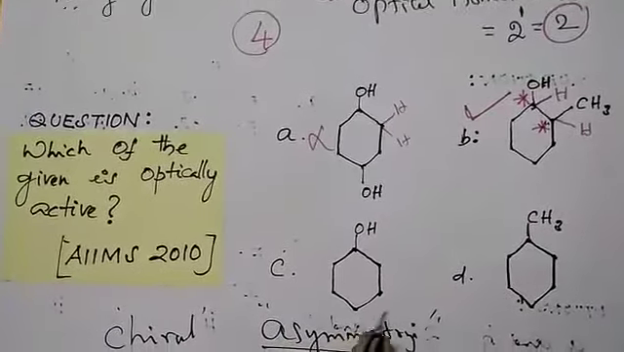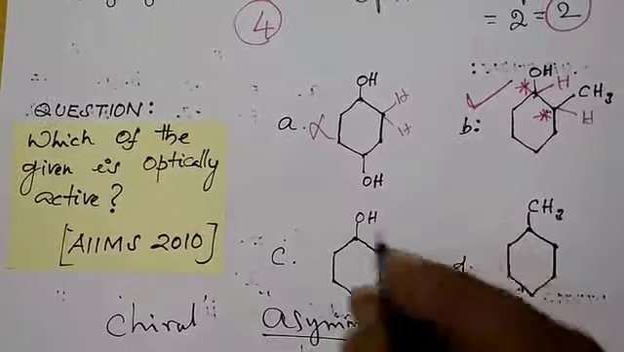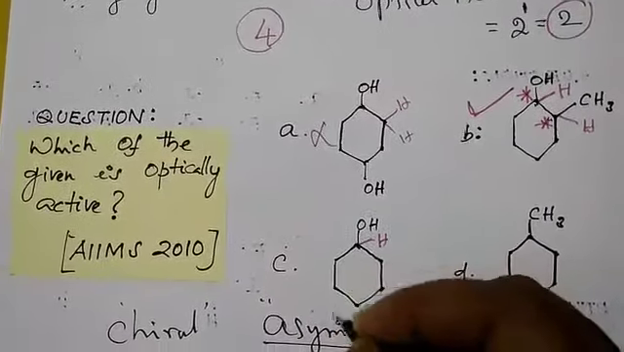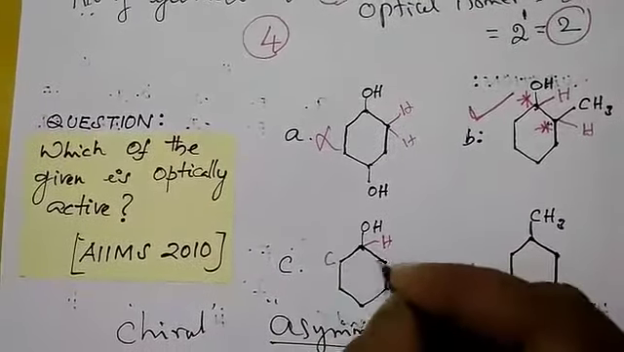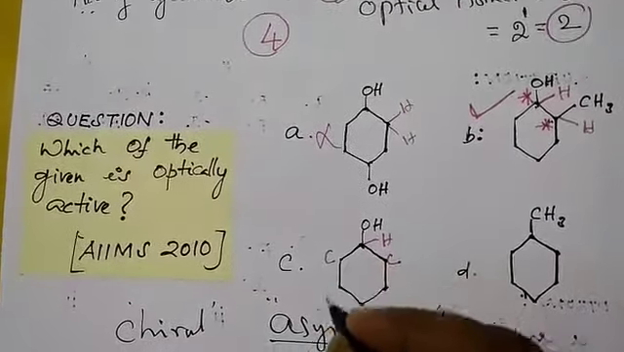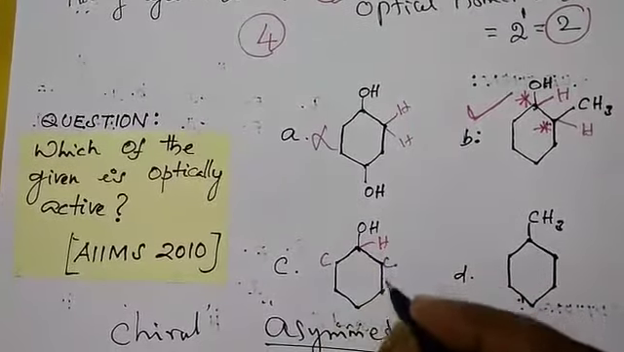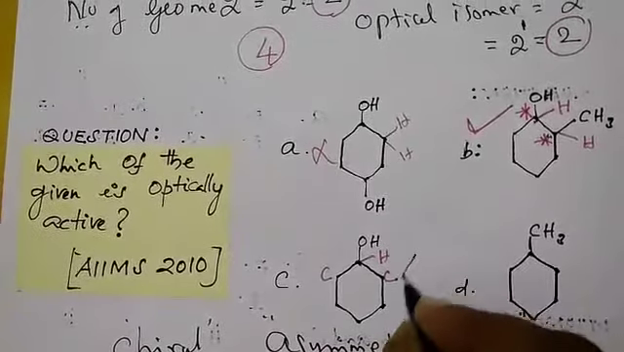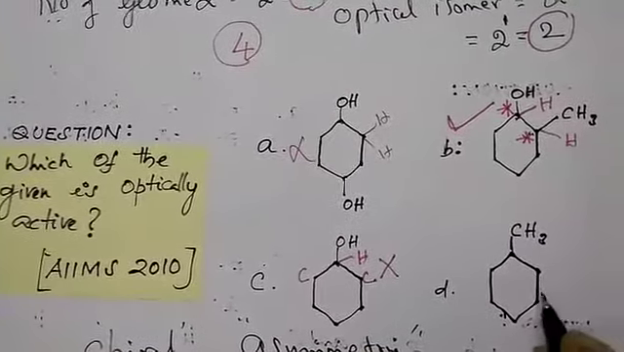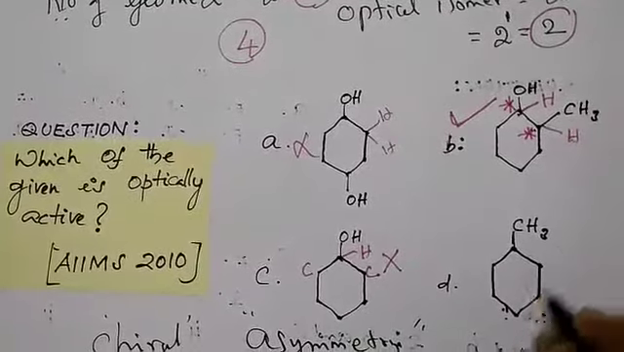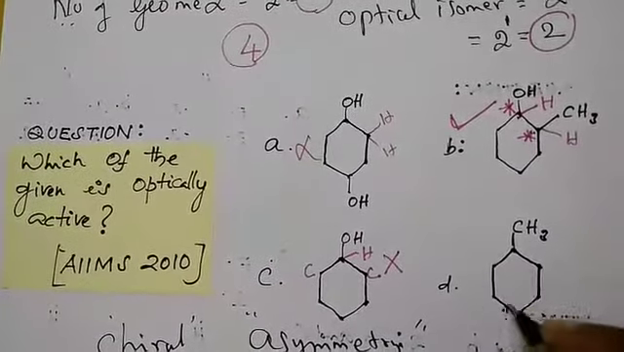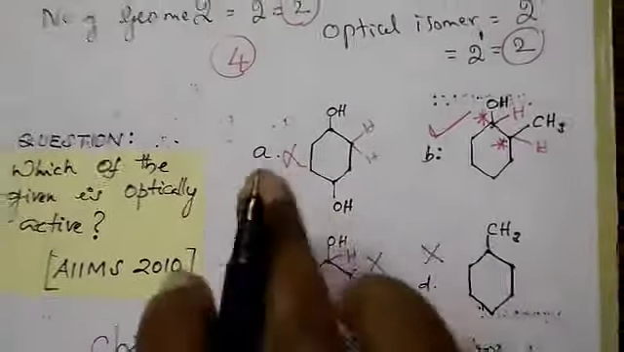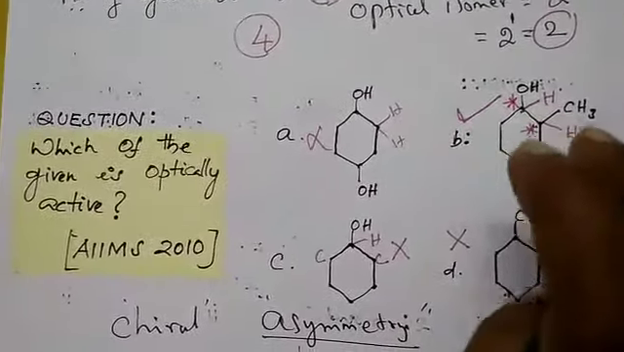Next, look here: all have CH2. In this case the carbon has hydrogen. This is one carbon and this is another. If you go in this direction it is CH2, and in this direction it is also CH2. These are the same, so this is not asymmetric. Coming to this one, the same condition applies, and here also the same CH2. So this compound also has no asymmetric carbon. Therefore, only this one is optically active.